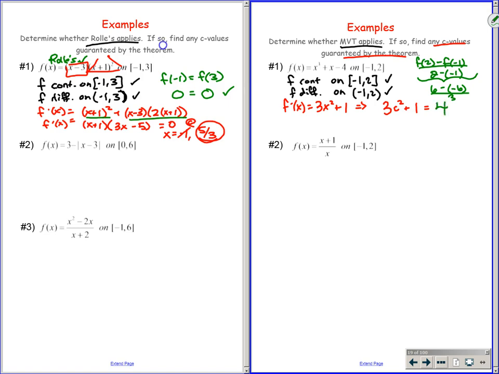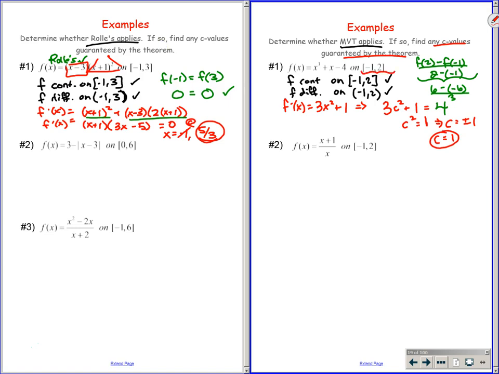Do I have my instantaneous side? Yes. Do I have my average side? Yes. How do I finish? It's an equation. You solve. So subtract 1, I get 3. Divide by 3, I get 1. c squared is equal to 1. Plus or minus. So c is equal to plus or minus 1. So only plus 1 works. Well, they both work, but only one is the one guaranteed because of my interval.